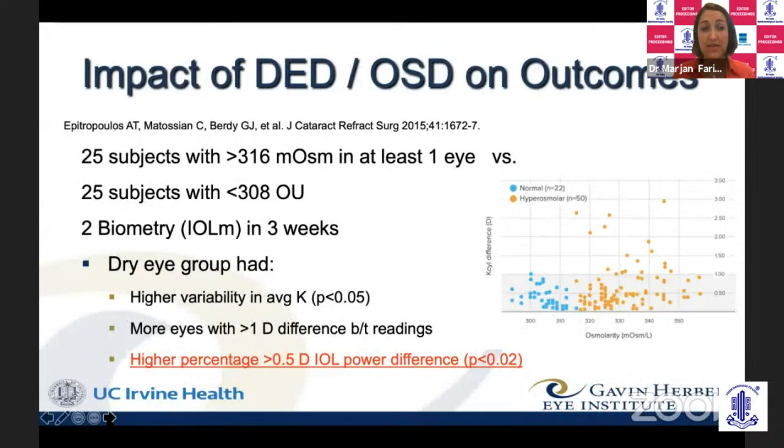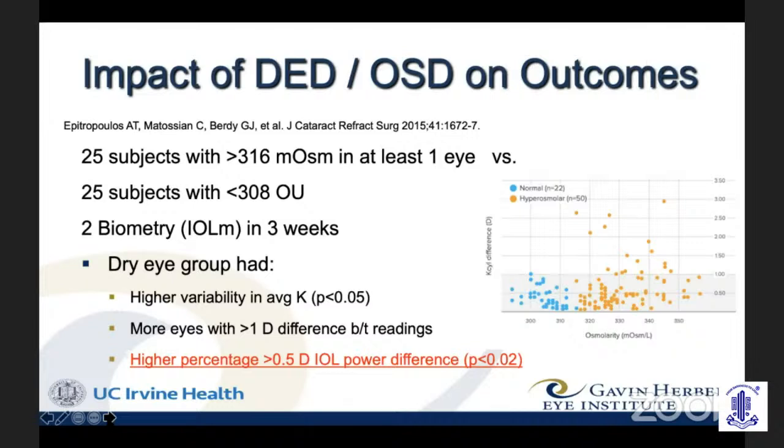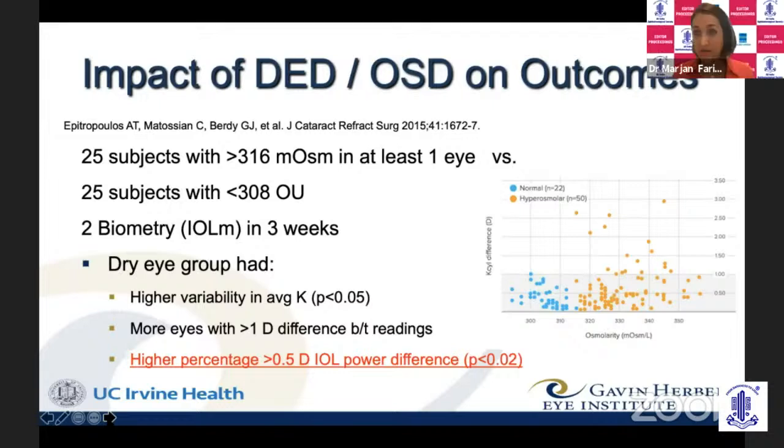This is a paper that was done by Dr. Epitropoulos and Matossian on 25 subjects with known dry eye disease based on osmolarity, that the biometry after 3 weeks of treatment had significantly changed. There was a higher variability in keratometry rate pre-treatment and post-treatment in these patients, more than 1 diopter of difference between the readings, and a higher percentage of patients that needed at least a half a diopter change in the IOL power finally after treatment.